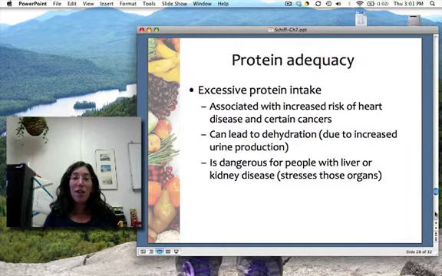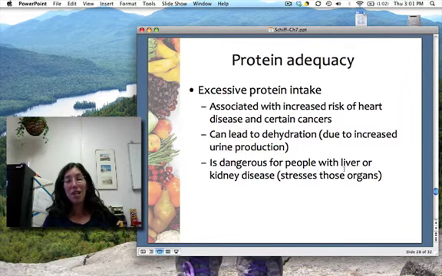If you're a healthy person with a healthy liver and healthy kidney, there's no evidence that suggests that excess protein can damage those organs. But if those organs are already injured or diseased, you don't want to overstress them.